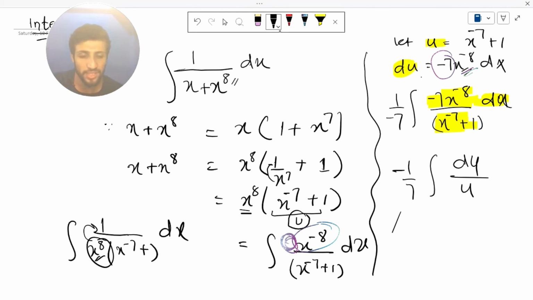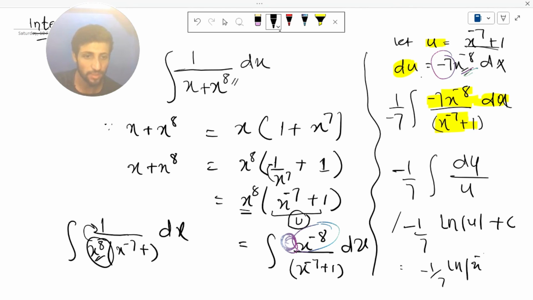Now you can see that this is really simple. The integral of 1 over u du is simply the natural log, so I will get minus 1 over 7 times ln u plus c. What is u? u is x^-7 plus 1. Substituting the value of u, you get minus 1 over 7 ln(x^-7 plus 1) plus c.